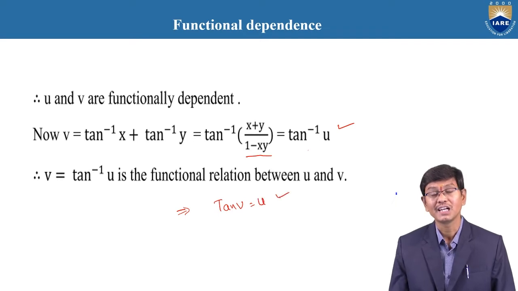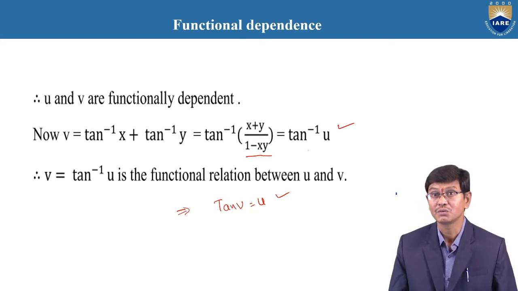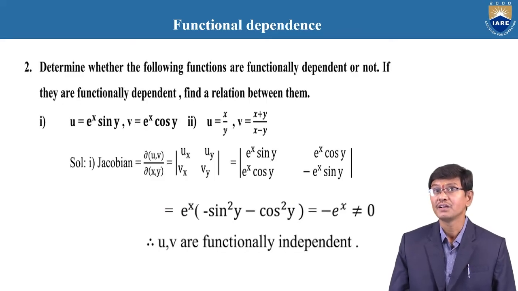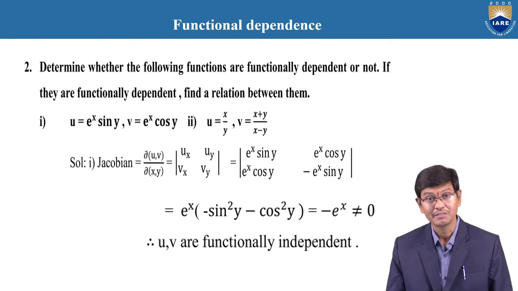Therefore, it is a relation between u, v for the given function. It is v = tan v, otherwise v = tan inverse u. Next, the second one: determine whether the following functions are functionally dependent or not. If they are functionally dependent, similarly here also we need to find out what is the relation between them.